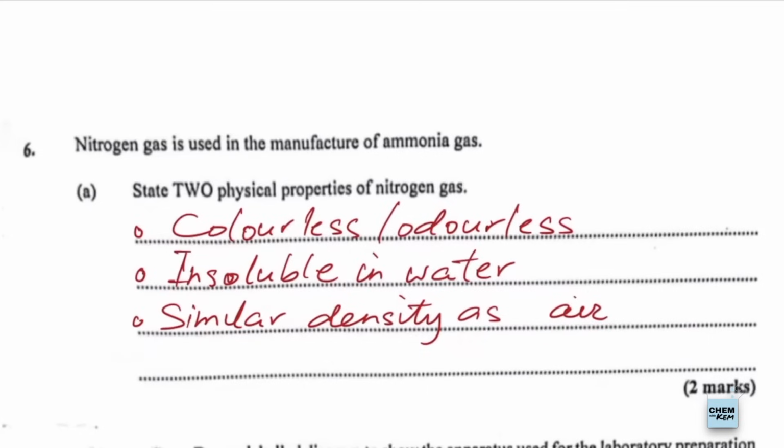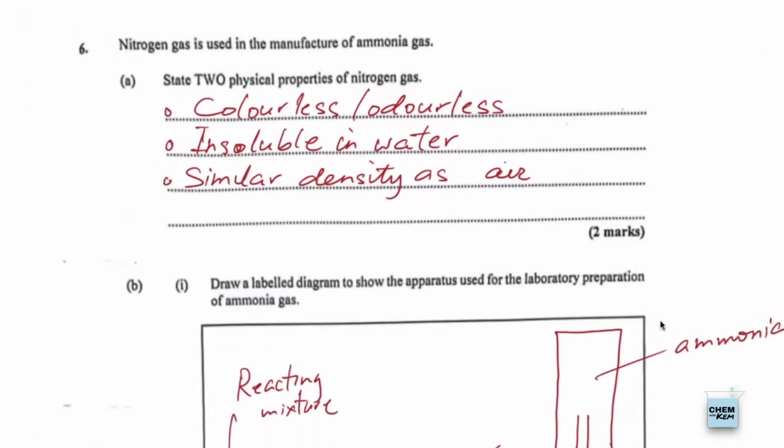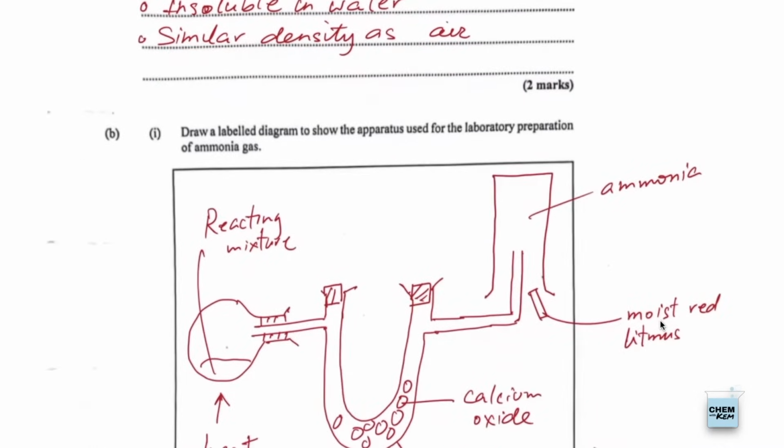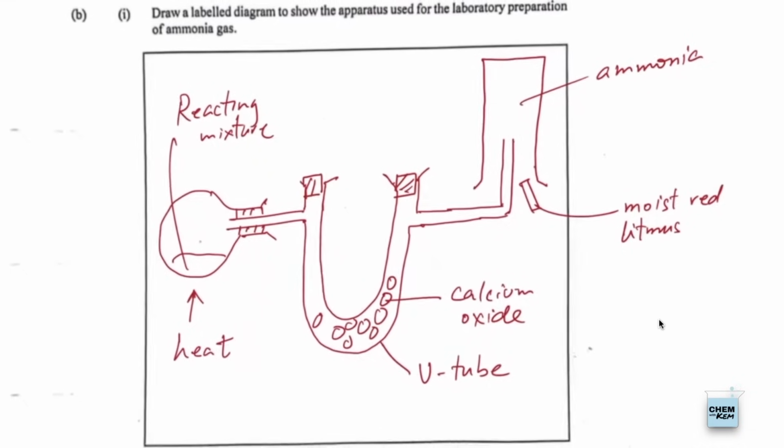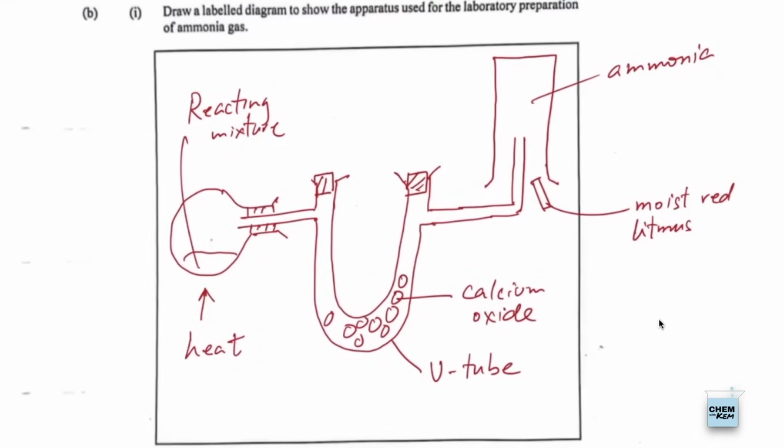That's nitrogen. Don't mix that up with ammonia. Properties of nitrogen. So it's nitrogen that's been referenced here. Okay, they want a labelled diagram to show the apparatus used for the laboratory preparation of ammonia. It doesn't have to be this one with the U-tube, right? It doesn't have to be this one.